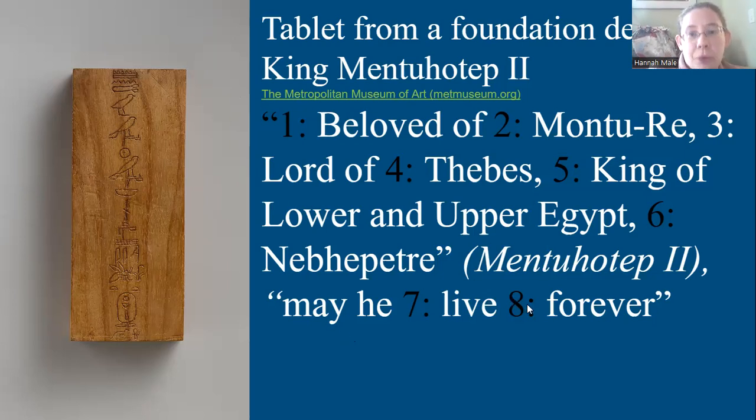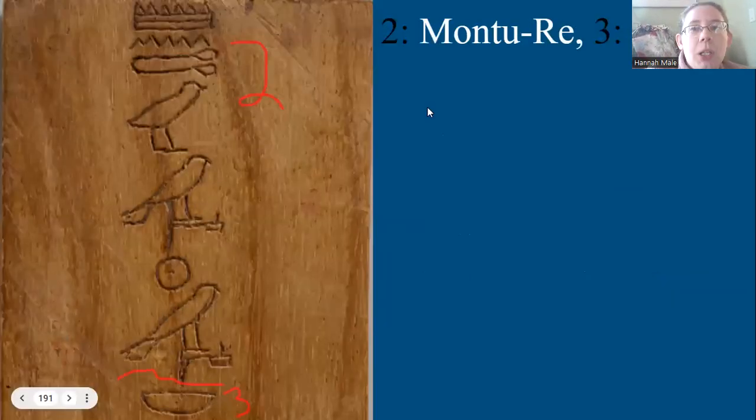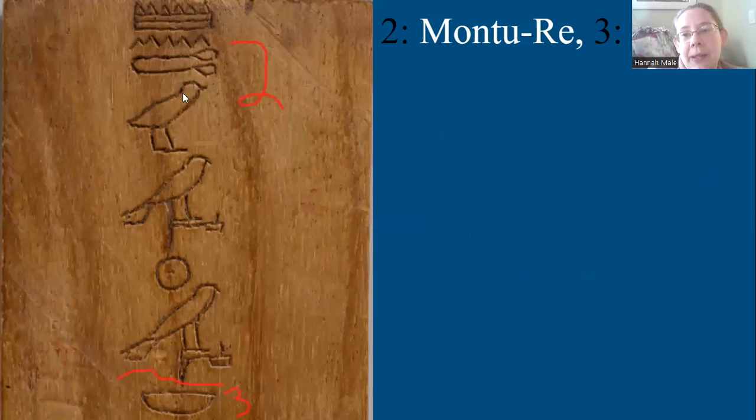May he live forever. And because of the way hieroglyphs work, it's not a straight up and down translation, so that's why the numbers are here, because at least to our eyes, it's a little bit confusing. So the Montu-Re part is here. That's the name of the deity that this object is dedicated to, or one of the deities that this overall space honored.